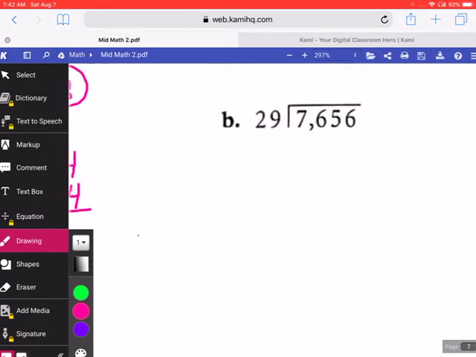Now let's try another one. So 29 will go into 7,656 how many times? Well, we have a 9 here. So instead of using 2 to guess how many times it's going to go into 7, let's try using 3 as our number. So 3 would go into 7 2 times. So let's try guessing with 2. Okay, so 2 times 9 is 18.